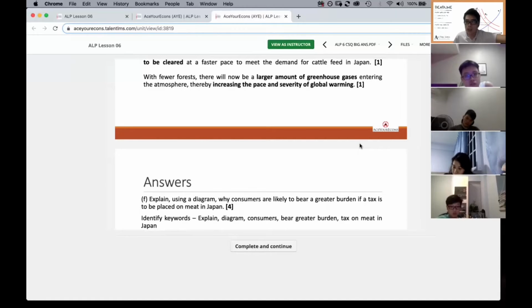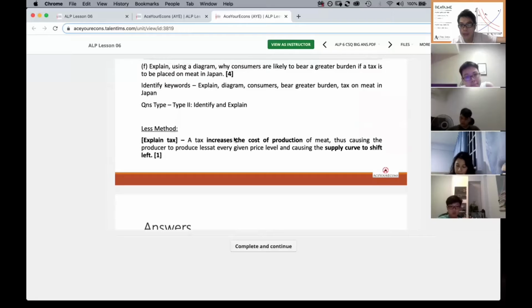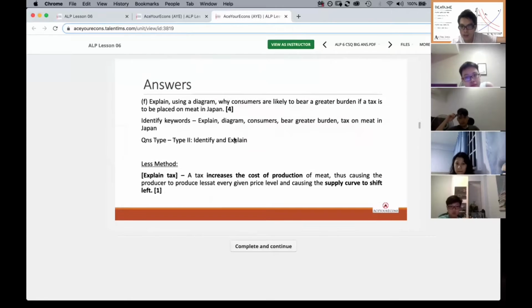PED. Right? First mark goes to identifying what a tax is. I would like to see how it increases the cost of production and shifts your supply curve to the left. 1 mark for this.